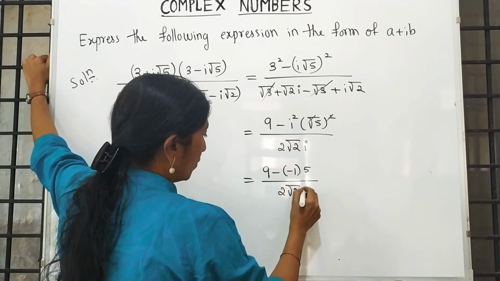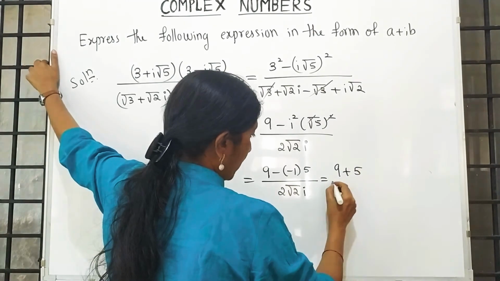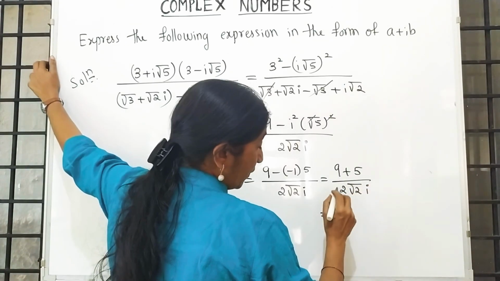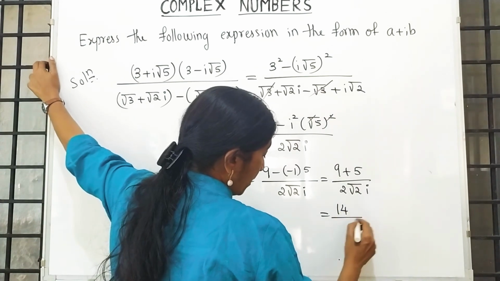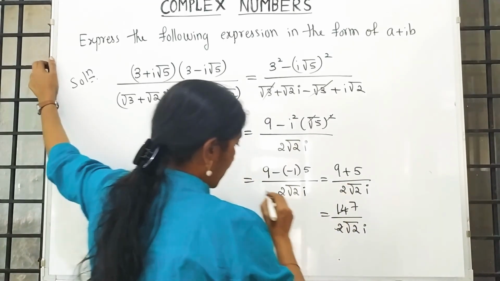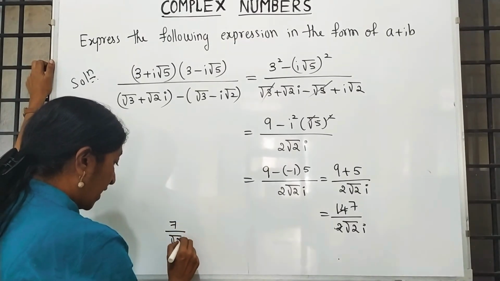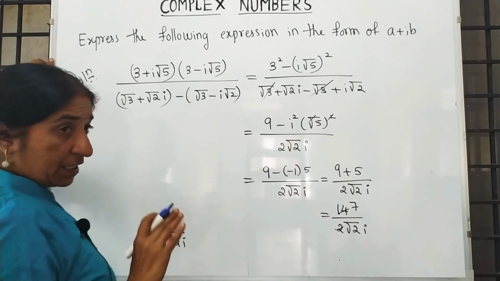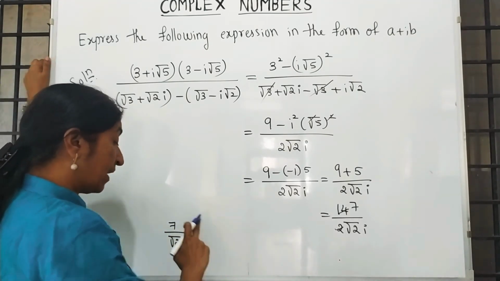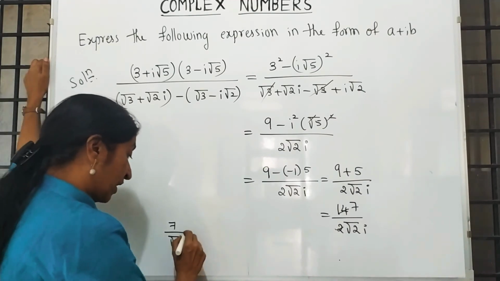2 root 2i. 9 plus 5 divided by 2 root 2i. 9 plus 5 is 14. 14 divided by 2 root 2i. And it is 7 upon root 2i. I is present in the denominator, so it is not in the standard form. In the note I gave, 1 by i is minus i. You can write it directly or rationalize the denominator.